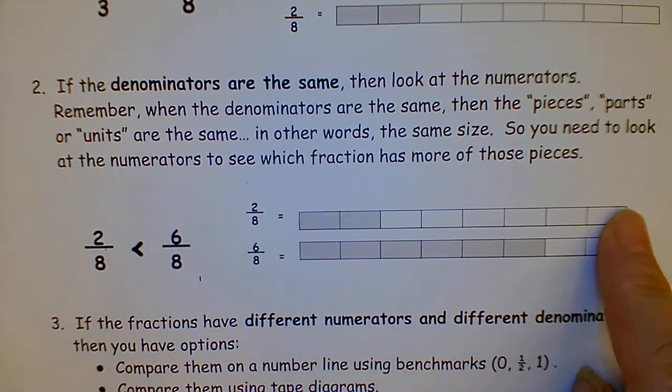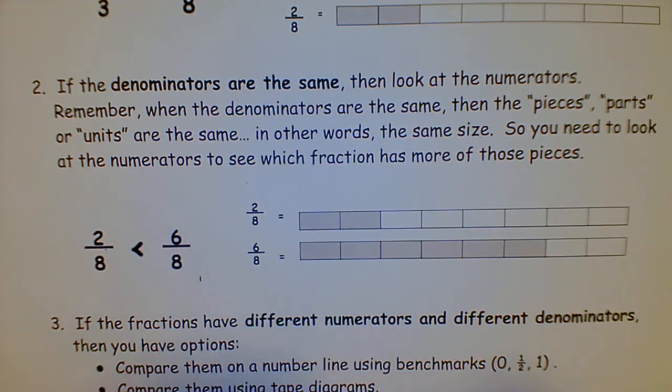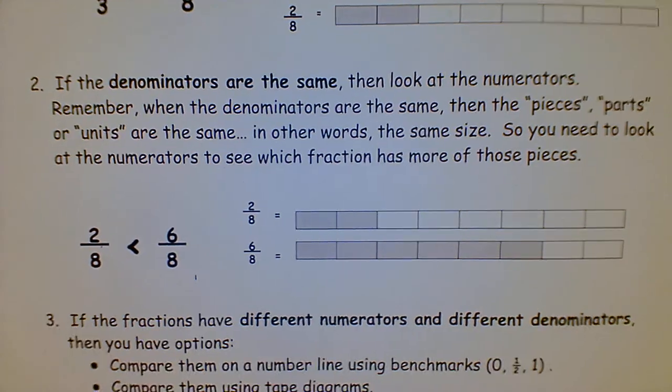So in this case, 2 eighths is less than 6 eighths. And you can see that here. Both of these have been partitioned off into eighths. Here we have 2 eighths. Here we have 6 eighths. 6 eighths is clearly much, much larger. So that's 2 ways that we can do it.